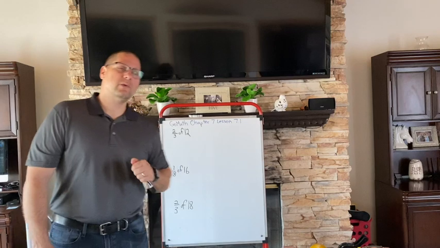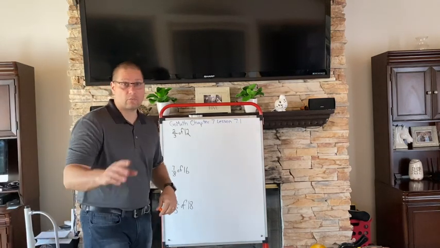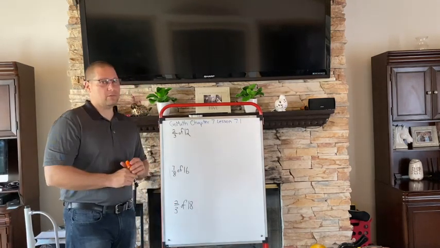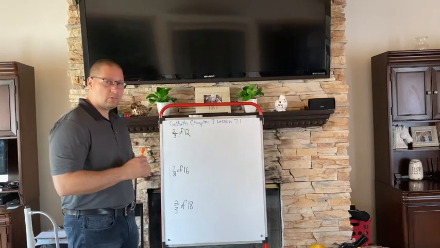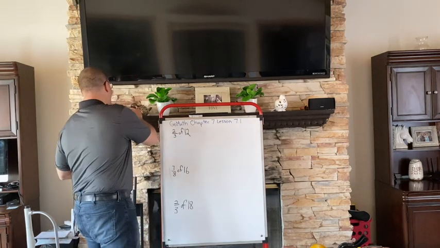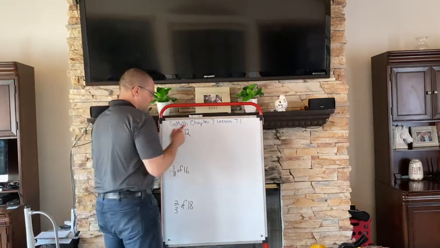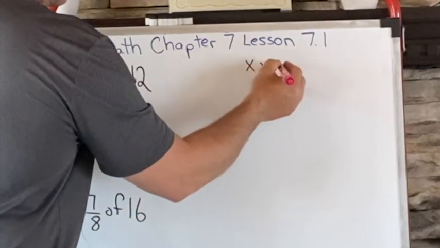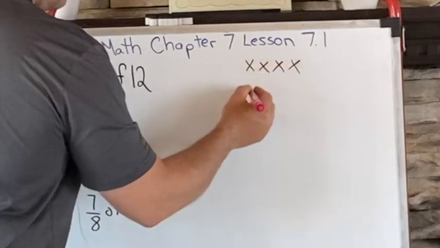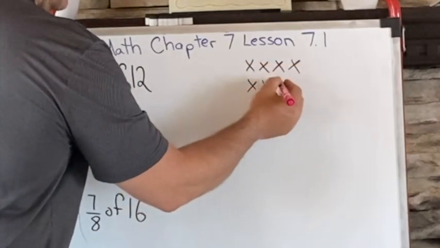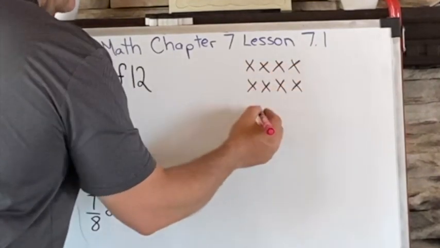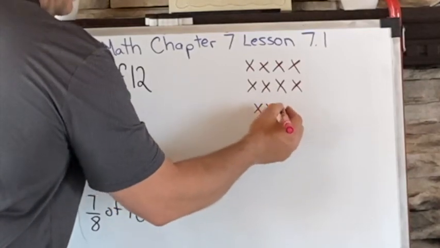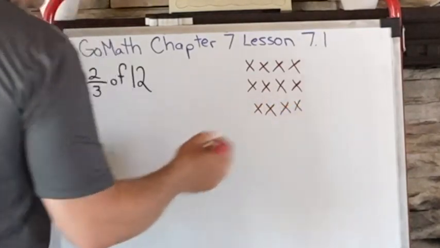So what we're going to do is start off by drawing an array. I hope we remember how to do an array. An array is where we take our whole number and we organize it with x's. So I'm going to make 12 x's. 1, 2, 3, 4, 5, 6, 7, 8, 9, 10, 11, 12.